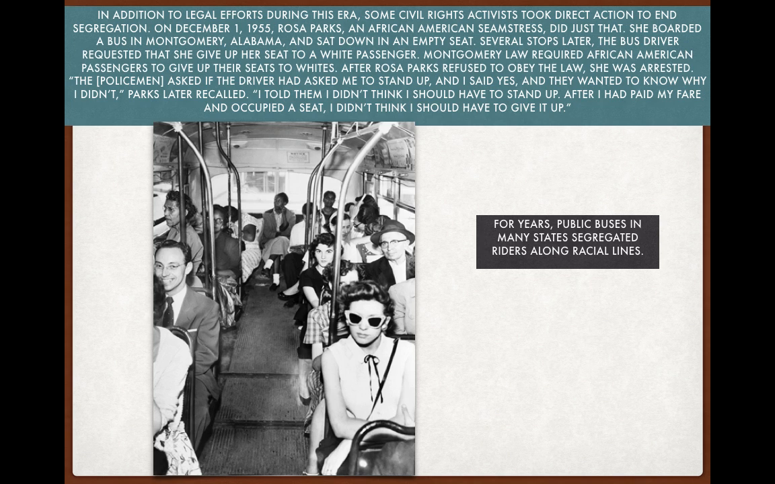In addition to legal efforts during this era, some civil rights activists took direct action to end segregation. This is December 1st, 1955. Rosa Parks, an African-American seamstress, boards a bus in Montgomery, Alabama, sits in an empty seat. The bus driver asks her to give up her seat to a white passenger. By law, she was supposed to do that, and she refuses.